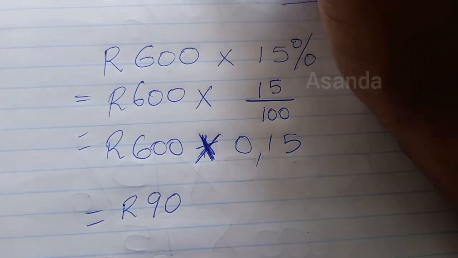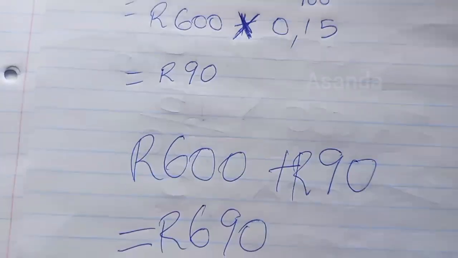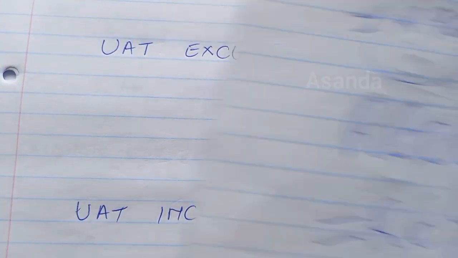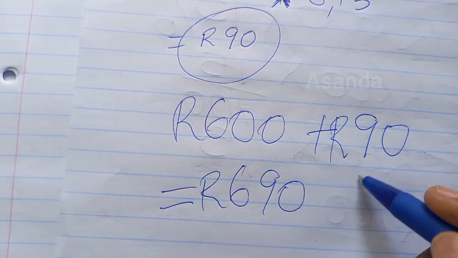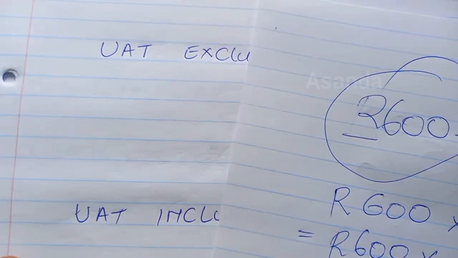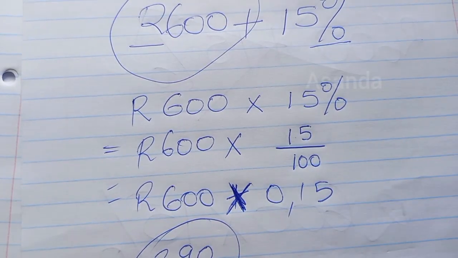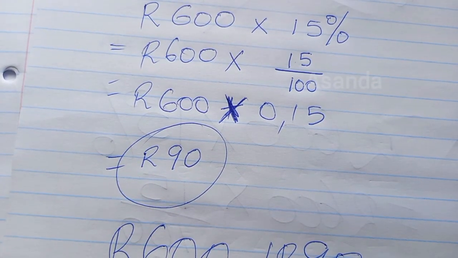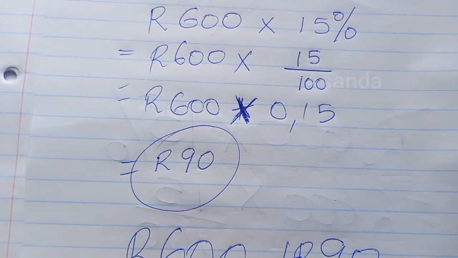So note, we have 600 rand, which is the VAT exclusive price. And then we have 90 rands, which is the VAT itself. And then now if you add the two, which is 690, you get the VAT inclusive. Okay, VAT exclusive, if the money does not have VAT, you calculate 15%. You find out how much is 15% of 600, and this time it's 90 rand. And then you add the two, you get VAT inclusive.